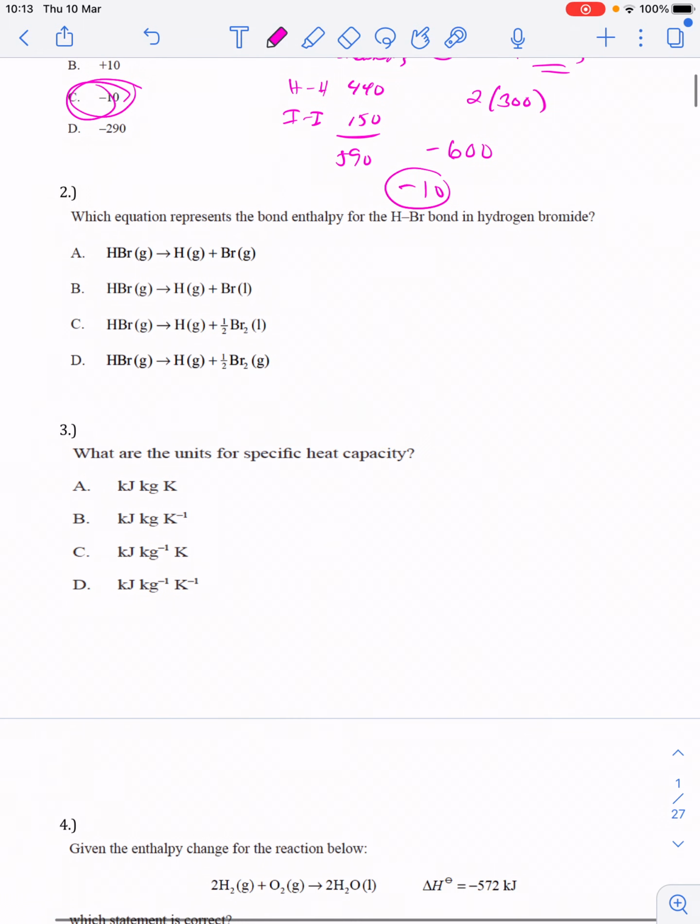Okay, which equation represents the bond enthalpy for the H to Br bond? Well, the definition of a bond enthalpy is the enthalpy change when we break 1 mole of a bond in the gas phase. So anything with liquid, we're going to cancel out. And anything that shows bonds reforming in the product, like Br2, that means that Br is bonded to Br, and the half just means there's a half mole. So we don't want to reform any bonds as part of our definition. That's not what's measured when they measure a bond enthalpy. So really the only one that fits is this one. It shows everything in the gas phase, and it shows the bond between H and Br breaking apart.